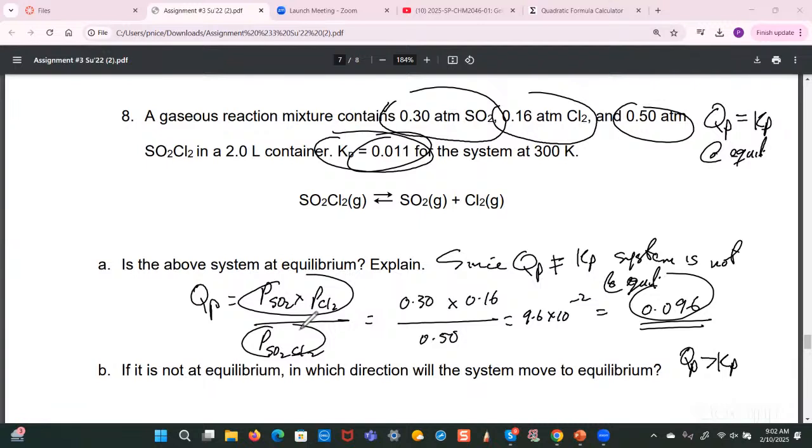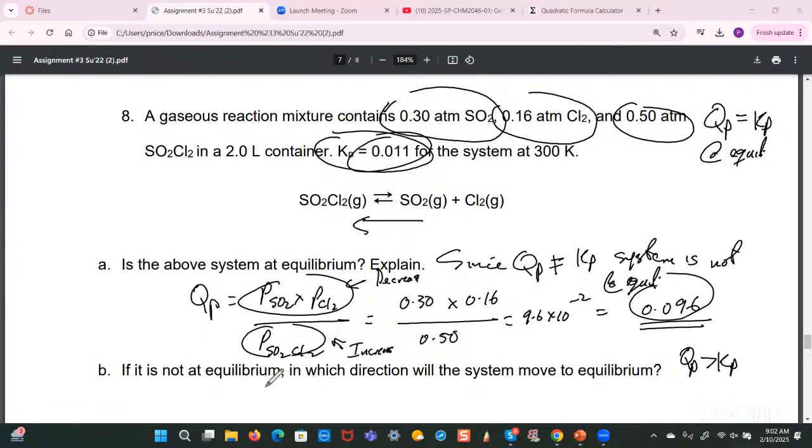What must happen to the top part here, the numerator? It has to do what? Increase? Decrease, right? And the denominator would have to increase. So what does that mean for this system? Which direction will it shift in order to decrease the amount of products and increase the amount of reactants? Shift to the what? To the left, exactly.